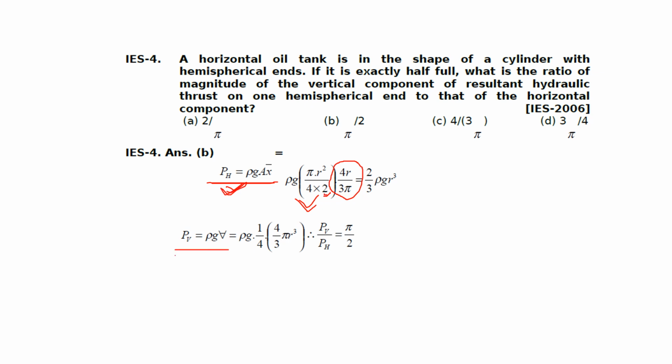Now the vertical force is nothing but the weight of the fluid. This is rho g V. So rho g into volume, which is 4 by 3 pi r cube, times 1/4. Now we have to take the ratio PV by PH. If you simplify, you will get pi by 2. So the answer is B.